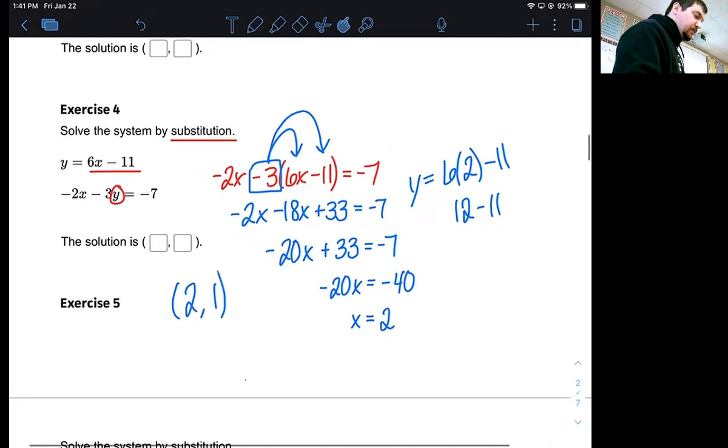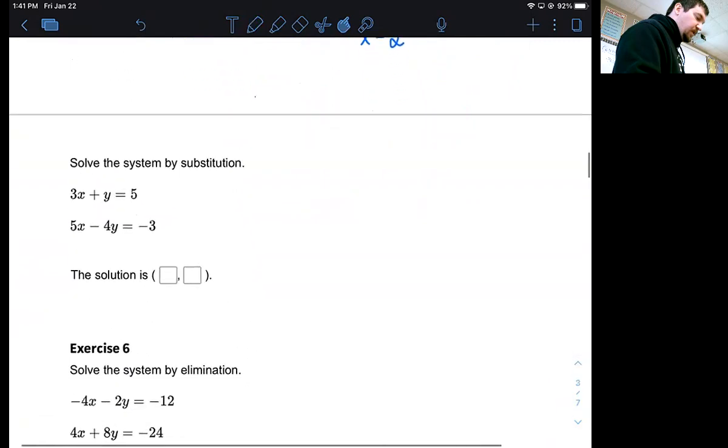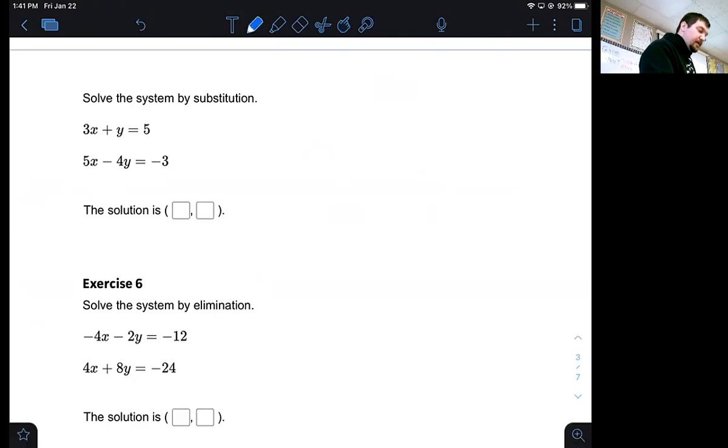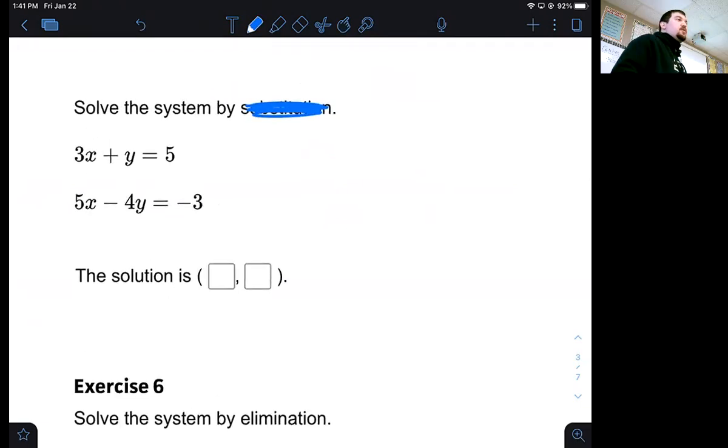Number 5. Now, this one says also solve specifically using substitution, although I'm going to let you decide. So I'm going to scratch that out. Some of you may decide, yeah, I'll go ahead and use substitution. And some of you might say, I'd rather use elimination.